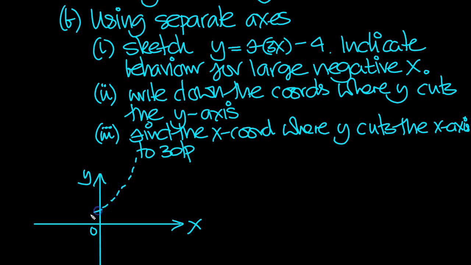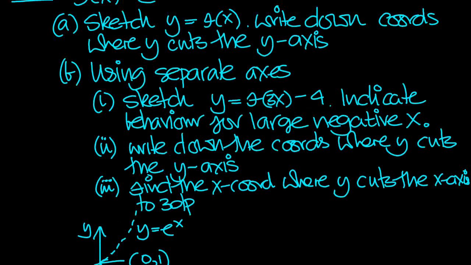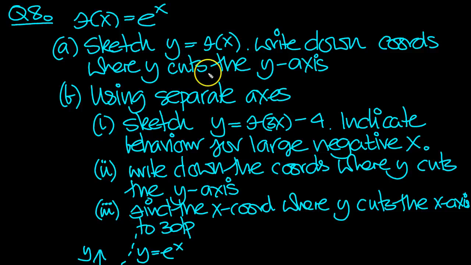It's going to come down, go through there. And we have to indicate the point where, so this is y equals e to the x. And this coordinate here, where it cuts the y-axis, when x is 0, y equals e to 0, which is 1. So let's have a look. Did we indicate the value? Coordinate, yes, where y cuts the y-axis.